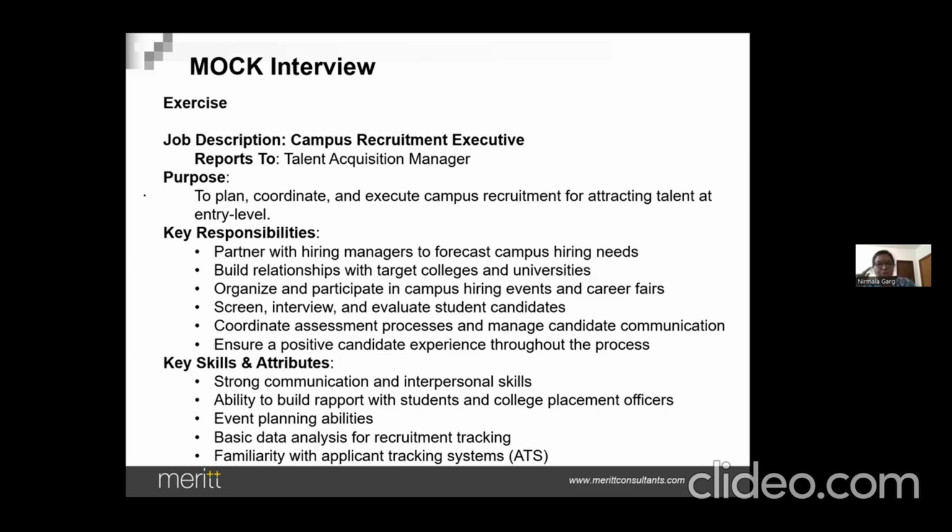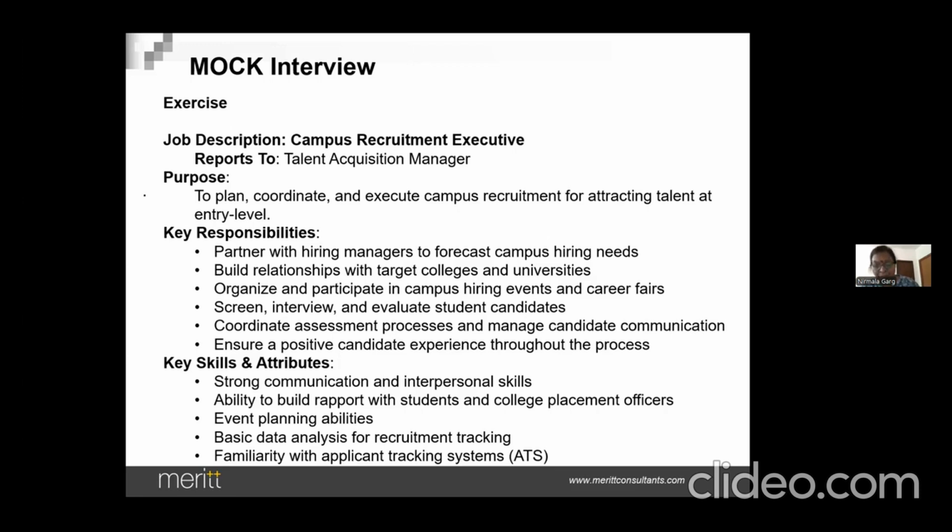Soumya, please look at it too. Key skills and strong attributes: strong communication and interpersonal skills, ability to build rapport with students and college placement officers, event planning abilities, basic data analysis for recruitment tracking, familiarity with application tracking system. Will you agree, KK, that these are the things which a typical campus recruiter has to do? Soumya, who's been screened, is coming for the interview. Now you have to interview him. I'm not giving you any kind of brief.